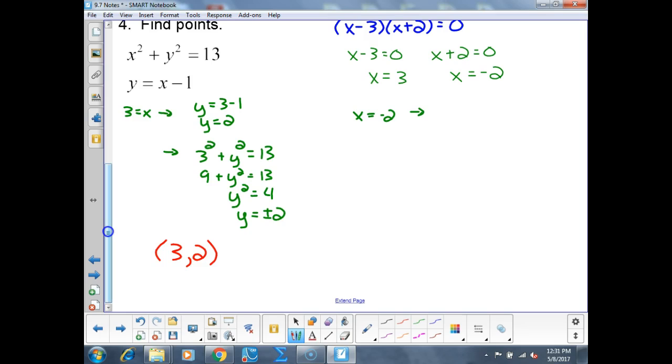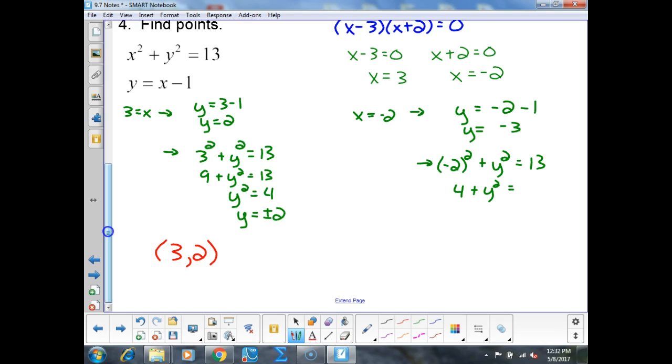In my first one, y equals negative 2 minus 1, so that's going to be y equals negative 3. In my other one, negative 2 quantity squared plus y squared equals 13, so that's going to be 4 plus y squared equals 13. y squared is equal to 9. y is equal to plus or minus 3.